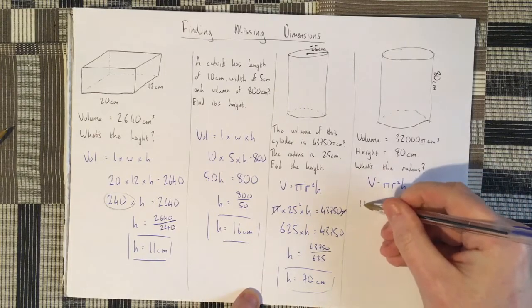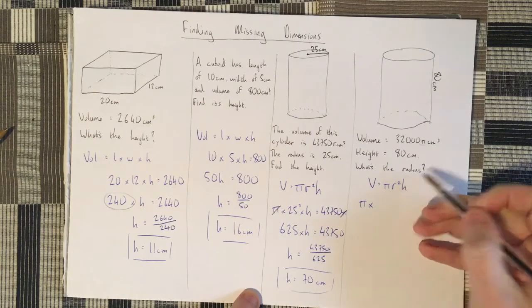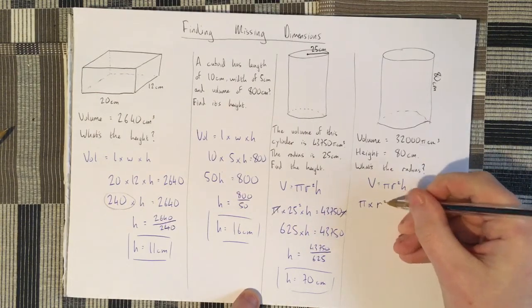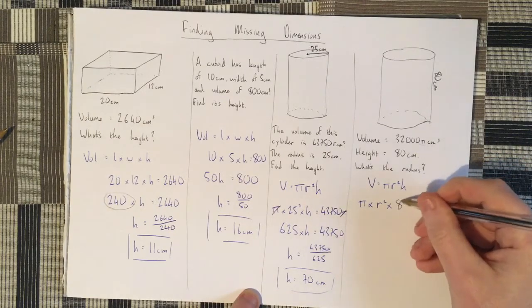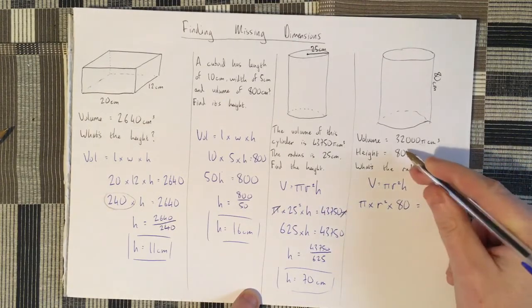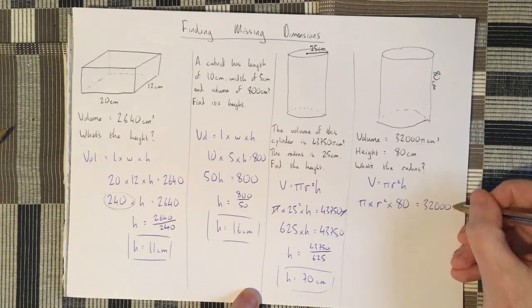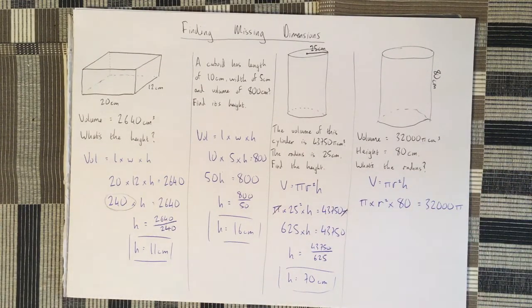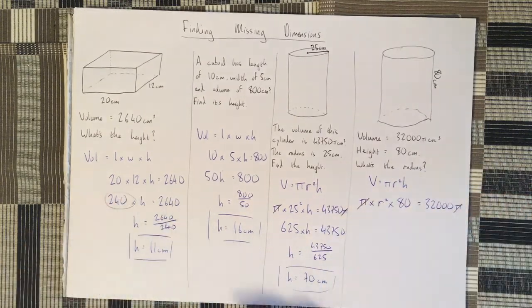So pi multiplied by radius squared. So that's what I'm looking for. So I don't know r. So it's multiplied by r squared multiplied by the height, which is 80, and that's equal to the volume. So equal to 32,000 pi. So you have 32,000 multiplied by pi on the right hand side. You've got all this multiplied by pi on the left hand side. So divide both sides by pi and your pi's cancel.